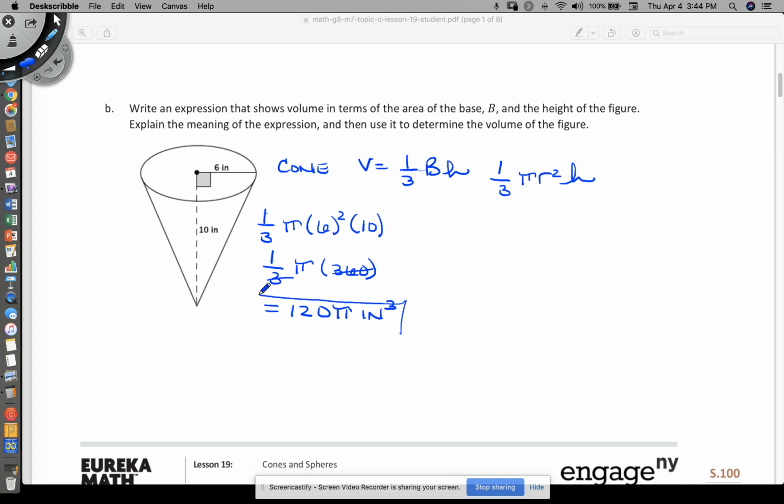Now if you look at your last answer, it was 360. If you took 360 and divided it by 3, you'd get 120. So basically, you should see now that a cone is 1/3 the volume of a cylinder.